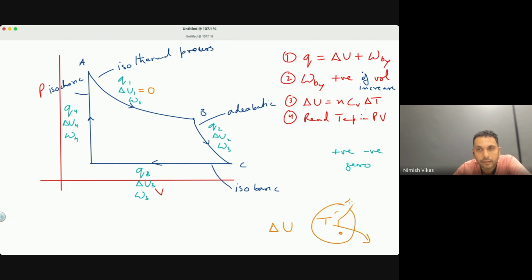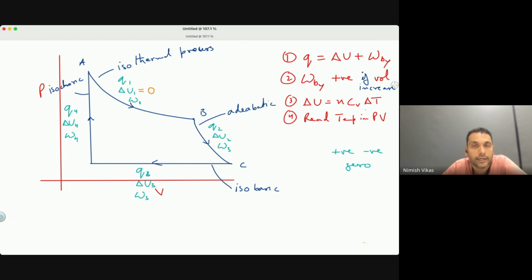Is that clear? In the AB process, nothing is happening to the temperature, because it is an isothermal process. It's neither increasing nor decreasing. Therefore, the internal energy is not changing. It's zero change of internal energy. Is that clear?